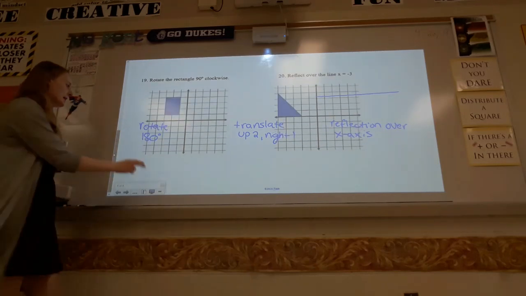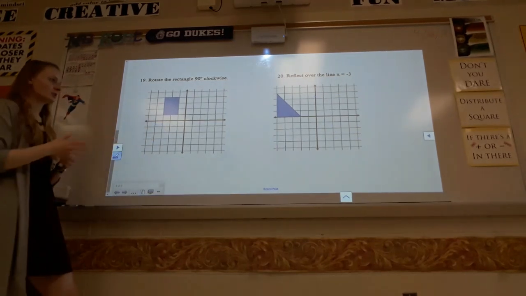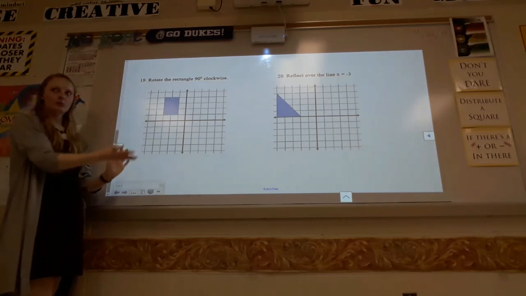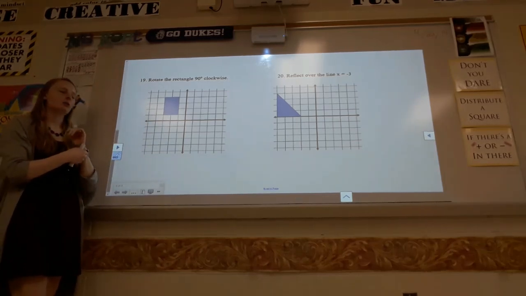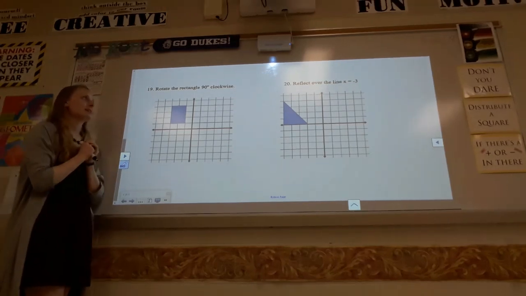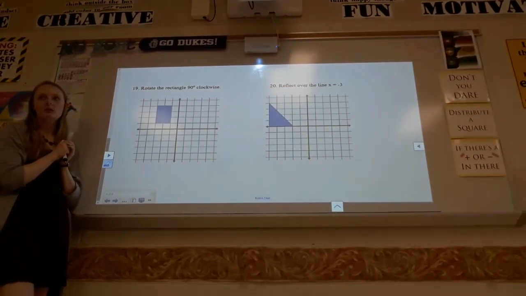Alright, these are our last 2 questions. This is how we're going to review how to actually do a transformation. Obviously, this is not everything. So if you still need more practice, you can go back into your transformations unit to review this. This one wants you to rotate the rectangle 90 degrees clockwise. So what was our method on doing that?